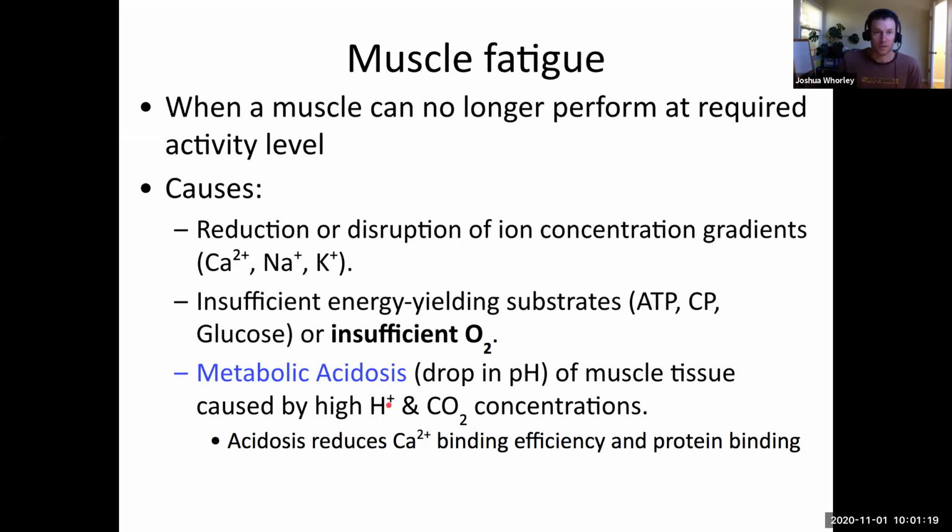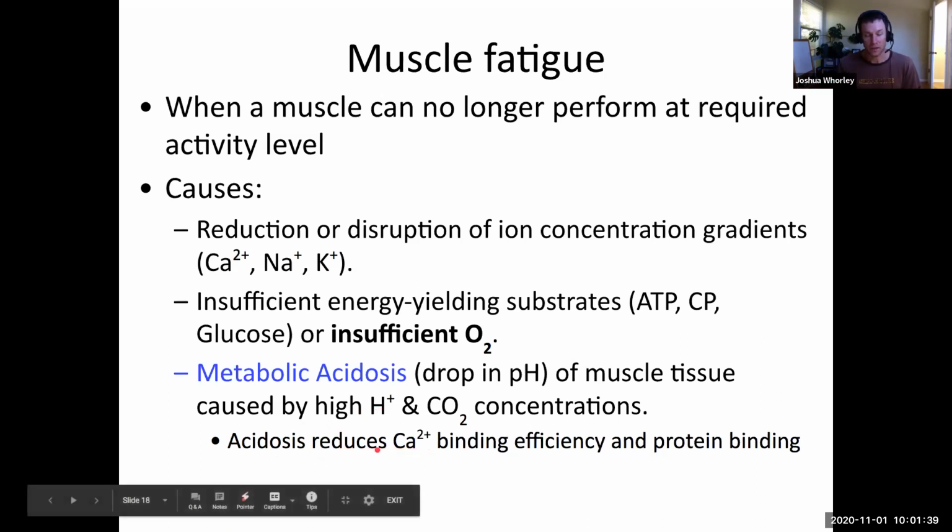You also know that if you increase the ion concentration, whether positive or negative, of a solution, you're going to definitely disrupt the binding of salts together, the binding of even proteins, the ionic bonds of proteins, right, as well as the hydrogen bonds of proteins can be disrupted. So acidosis, actually, we know that it influences calcium binding efficiency.